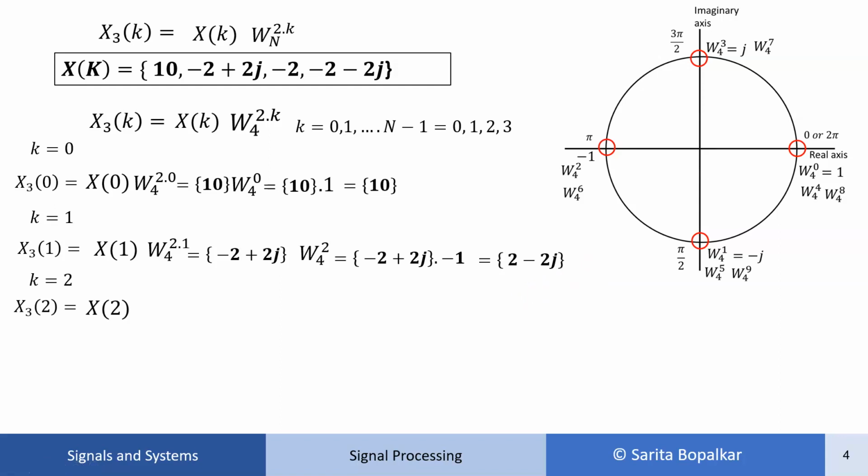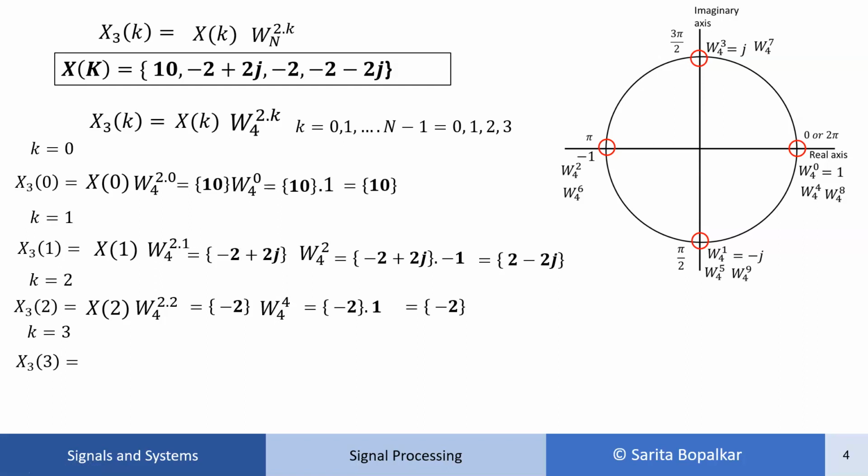X3 of 2 is equal to X of 2 times W4 of k, which is 2 into 2, that is 4. So X of 2 is, sorry, minus 2. Then W4 of 4, what is W4 of 4? You can check here. W4 of 4 is 1. So minus 2 gets multiplied with 1. It is minus 2. Now k is equal to 3.